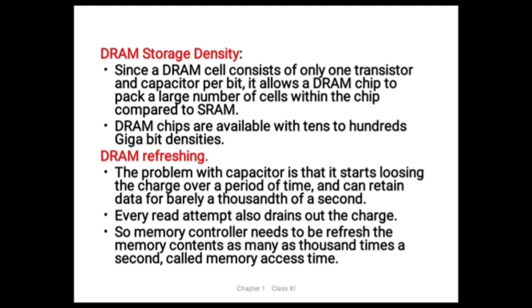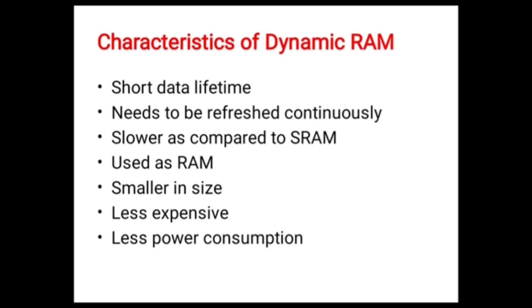What is the meaning of refreshing? It means to take that particular thing again and again, as we refresh our connection on the internet. The problem with the capacitor is that it starts losing its charge after some amount of time. So the memory controller has to refresh the capacitor again and again. Sometimes even a read operation discharges the memory when we are fetching data. So the memory controller plays a great role in DRAM. It needs to refresh the memory contents as many as 1000 times a second, called the memory access time.